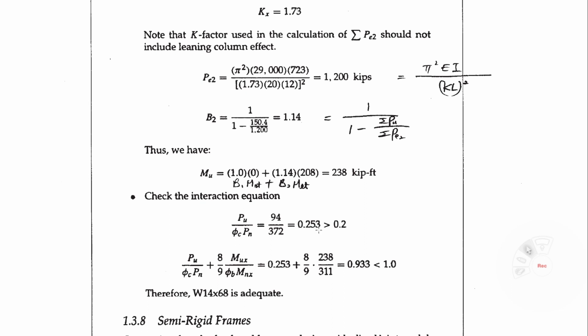Okay? So your calculated value is 0.253, which is greater than 0.2. Then you have the equation, this one. If it is less than 0.2, you have a different equation. This equation, you already calculated this value, 0.253 plus 8/9. Mux is this one. That is the second order moment. So 238. MNT is what you previously got, 311. That value is 0.933. That is less than 1.0. This interaction equation is less than 1.0.